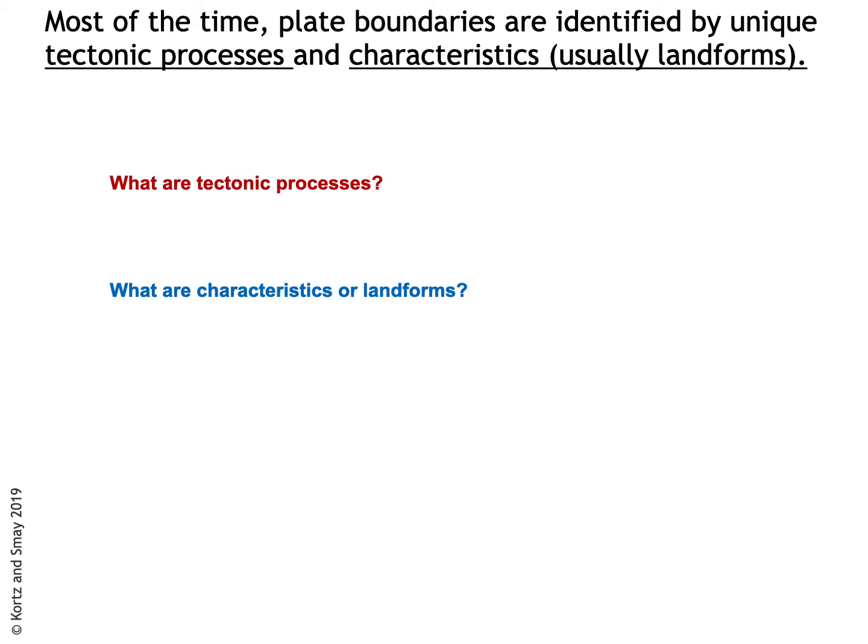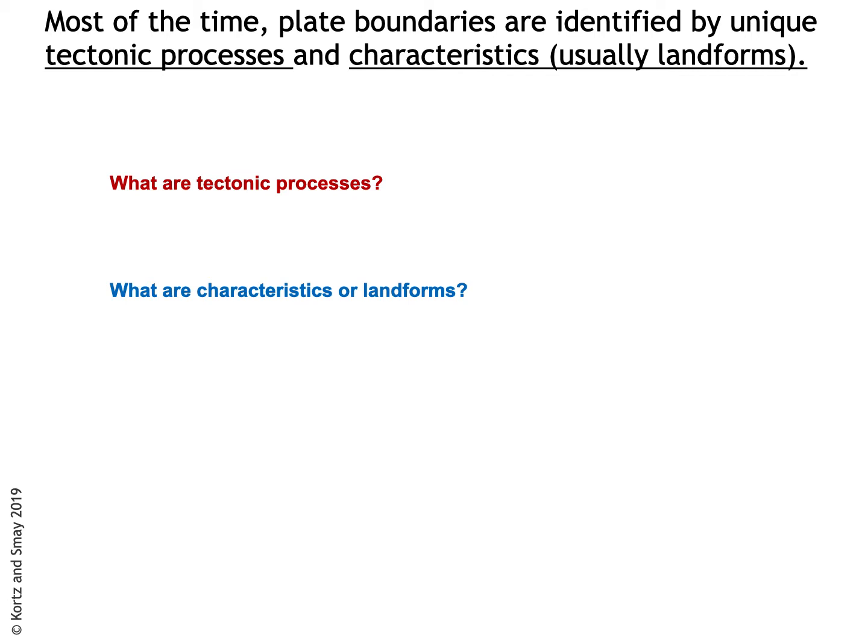And so since the very beginning of understanding the theory of plate tectonics, plate boundaries are usually identified by the unique tectonic processes and characteristics that are at each of them. So each type, and sometimes each subtype, that is, sometimes the type of crusts meeting, matters in what kind of features you get. So each type's going to have sort of a unique signature, kind of like its fingerprint.